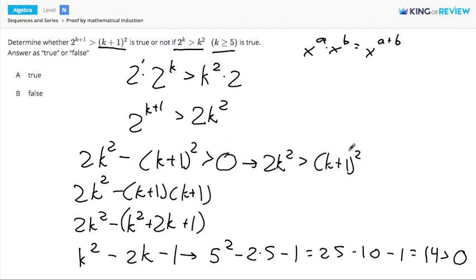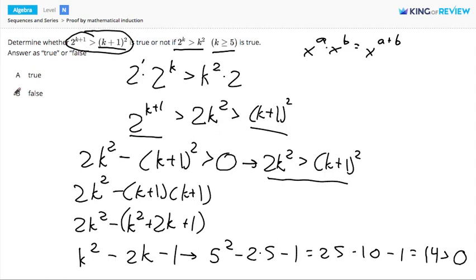If I fill this inequality into my original inequality, I can add k plus 1 squared to the end. So now we know 2 to the k plus 1 is greater than 2k squared, which in turn is greater than k plus 1 squared. That implies that 2 to the k plus 1 will be greater than k plus 1 squared. That's the inequality we were asked to prove, and we just proved that it is true.